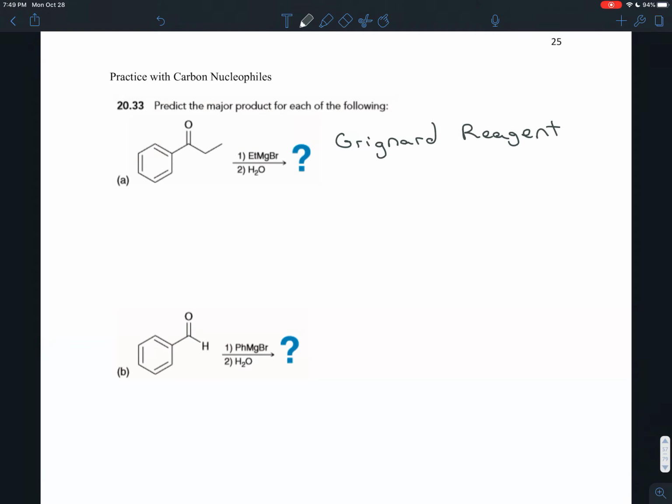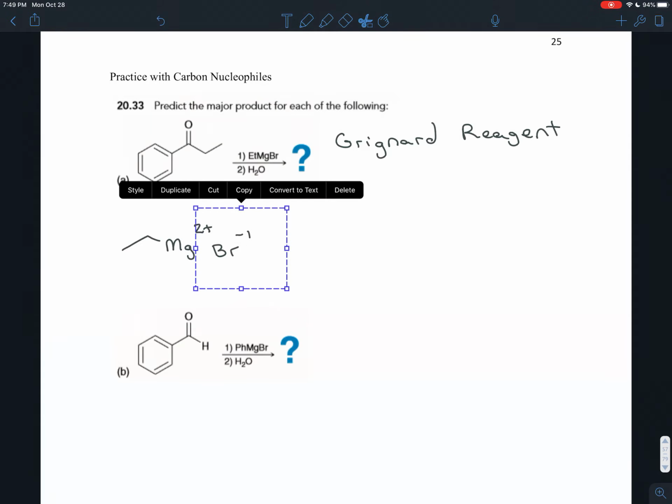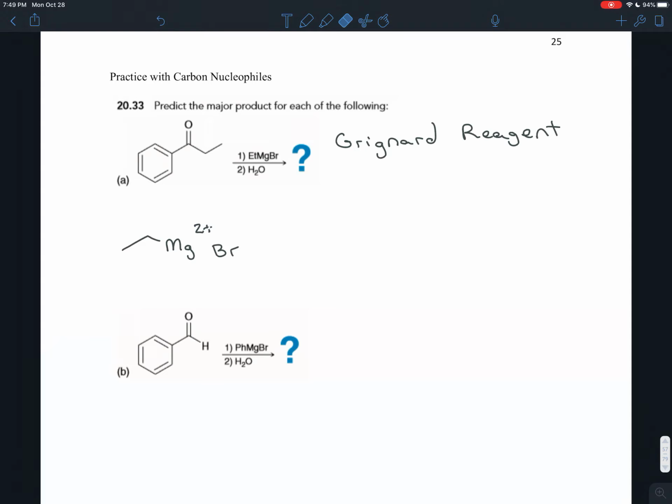Here we have an ethyl group in this example, so CH3, CH2, and that's being bonded to a magnesium and a bromine. Now the magnesium by itself, if you remember, is an ion that normally has a 2+ charge. That's pretty unstable, and bromine is an ion that usually has a -1 charge. Well, you can bring those together, and overall that would only have a +1 charge, which is more stable. So the bromine is there to help stabilize that magnesium.